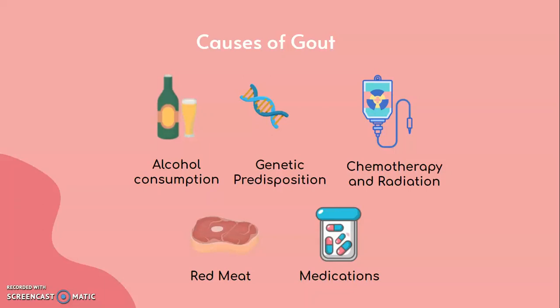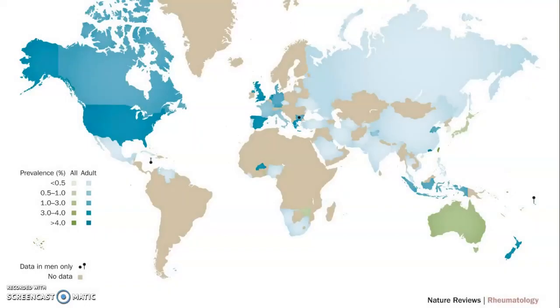decreased clearance of uric acid, which can occur due to dehydration. Dehydration can be caused by insufficient water consumption or simply by alcohol consumption. In addition to that, chemotherapy, radiation, genetic predisposition, as well as medications like thiazide diuretics and aspirin can also be the causes. Alright, let's move on to the epidemiology of this disease.